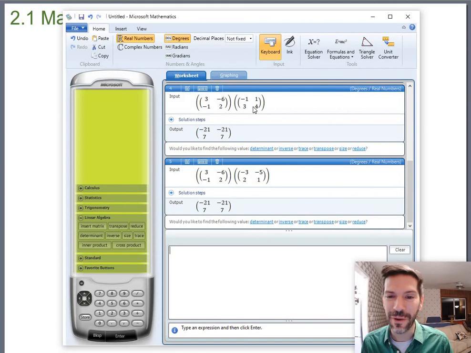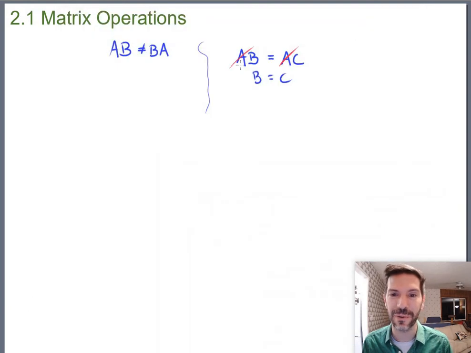I have two different products here. 3, negative 6, negative 1, 2 times this matrix, and 3, negative 6, negative 1, 2 times that matrix. The results are the same, but obviously if you cancel the 3, negative 6, negative 1, 2's, these aren't the same matrix over here. So it's definitely not true that you can cancel on both sides.